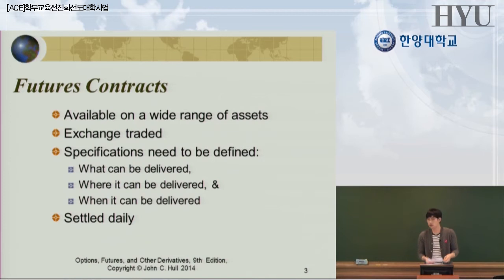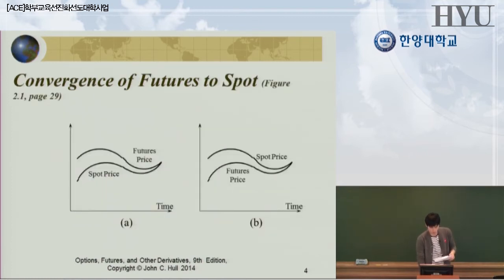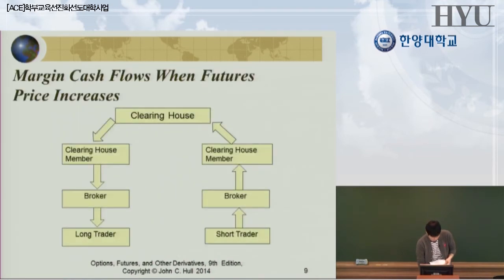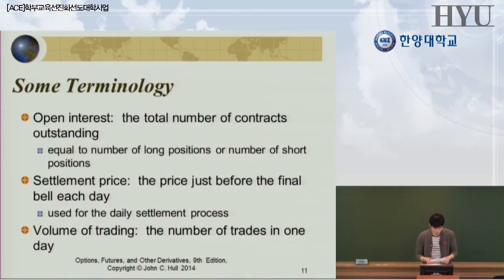And when a new futures contract is introduced in the market, the following terms must be defined. Types of underlying assets, what can be delivered, and delivery location, where it can be delivered, and the delivery time, when it can be delivered. Before we get into details, I think some terminology should be introduced first. Open interest: the total number of contracts outstanding. The open interest equals the total number of long positions or the number of short positions. Settlement price: the price just before the final bell each day. And volume: the number of trades in one day.